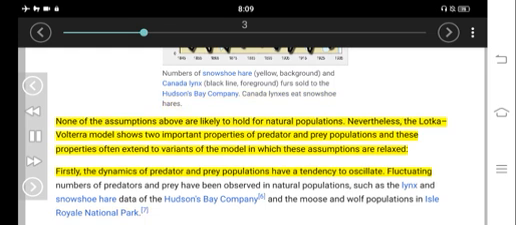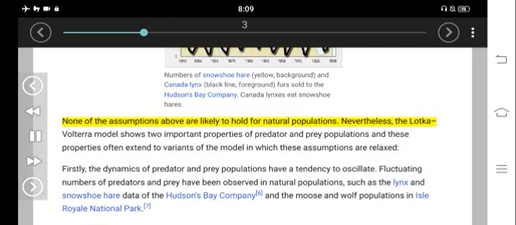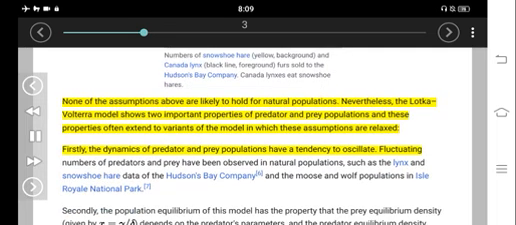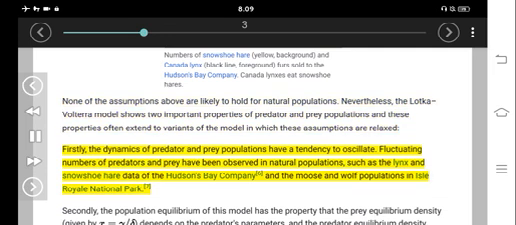Nevertheless, none of the assumptions above are likely to hold for natural populations. Nevertheless, the Lotka-Volterra model shows two important properties of predator and prey populations, and these properties often extend to variants of the model in which these assumptions are relaxed. Firstly, the dynamics of predator and prey populations have a tendency to oscillate. Fluctuating numbers of predators and prey have been observed in natural populations, such as the lynx and snowshoe hare data of the Hudson's Bay Company, and the moose and wolf populations in Isle Royale National Park.